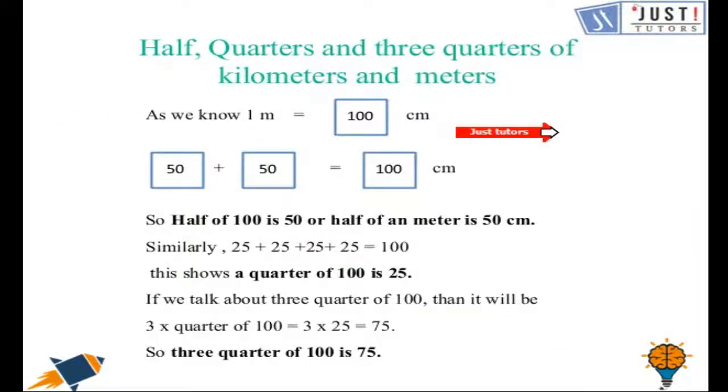Now let's learn what are half, quarters and 3/4 of a meter. As we know, 1 meter is equal to 100 centimeters, and we can write 100 as 50 add 50, that is the same as 100 centimeters. Now it means half of 100 is 50, or half of a meter is 50 centimeters. Similarly, we can also write 100 as 25 add 25 add 25 add 25, which makes a quarter of 100 is 25. So a quarter of a meter will be 25 centimeters, and we can multiply 25 by 3 to get 3/4. So 3/4 of 100 is 75. That means 3/4 of a meter will be 75 centimeters.